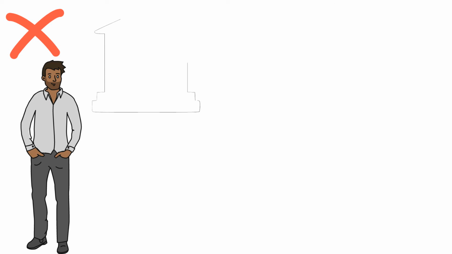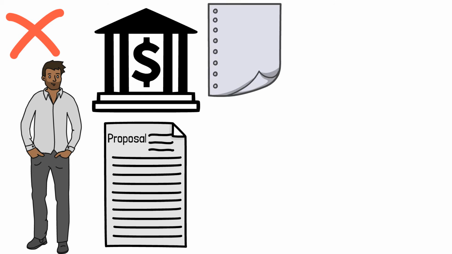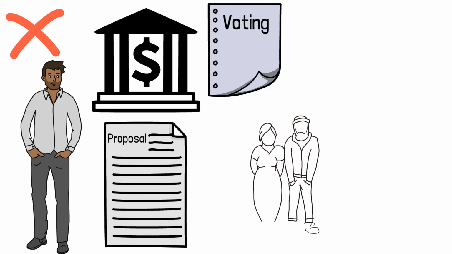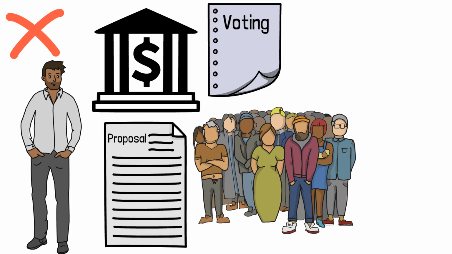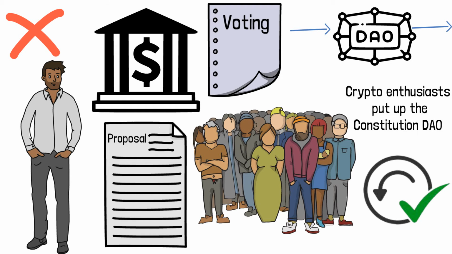No one can access the group's treasury unless they have their permission beforehand. Proposals and voting can be used to make decisions. As a result, participants govern the DAO rather than a centralized administration, and each participant must approve any transfer of funds into or out of the DAO. Crypto enthusiasts put up the Constitution DAO.